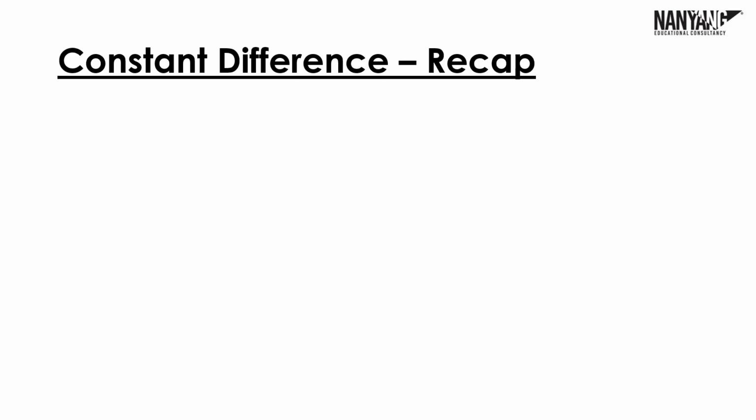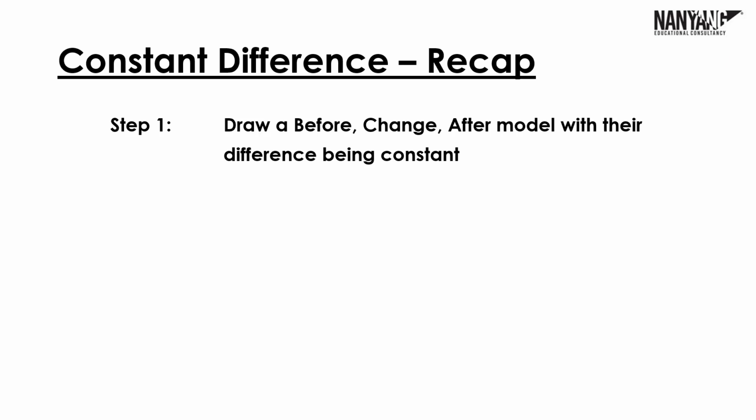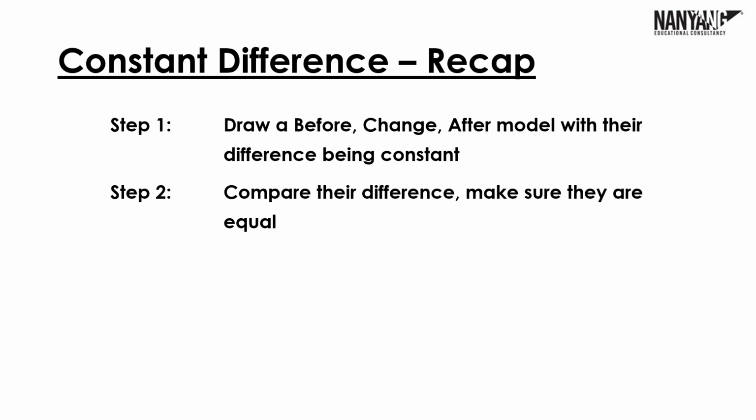Now let's do a recap. Our first step is to draw a before change after model, with their difference being constant. Next, we compare their differences and make sure they are equal on the before and after rows. Step 3, we find out what 1 unit is, and we can finally solve the question easily.